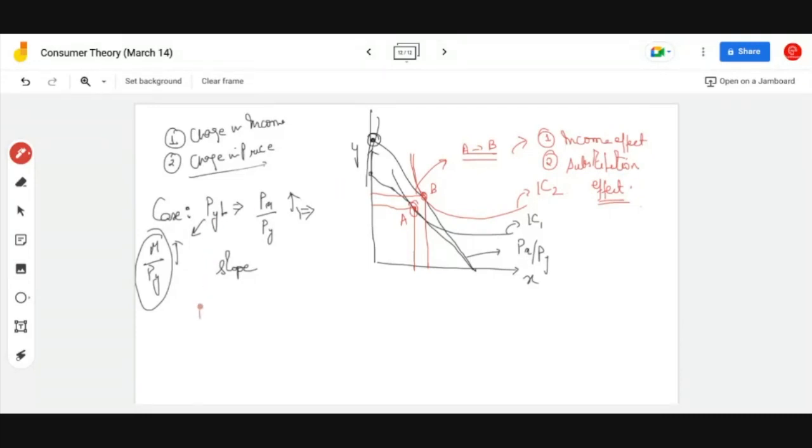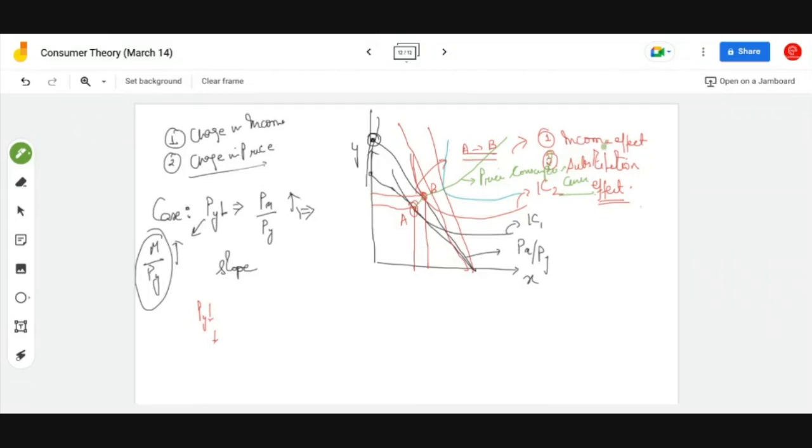Now suppose what happens when your PY keeps on decreasing. Your budget line will keep on shifting, let's say like this, right? Your budget line will keep on shifting like this. So eventually, our indifference curve will keep on changing like this. If we draw a line combining all the equilibrium points, we might get something like this. And this line is known as the price consumption curve.